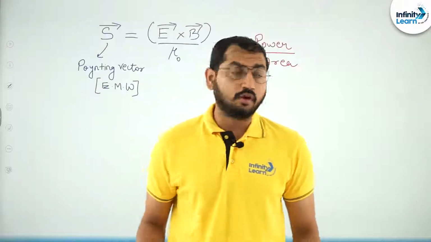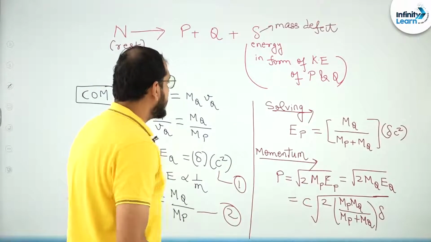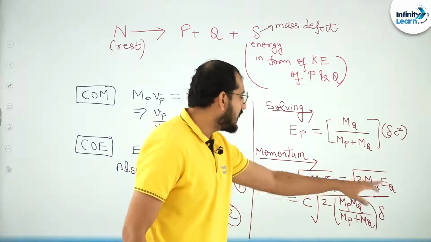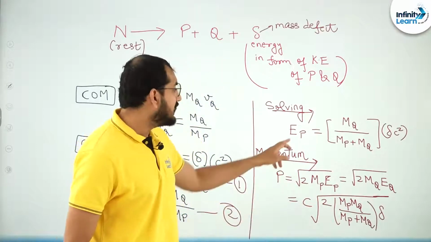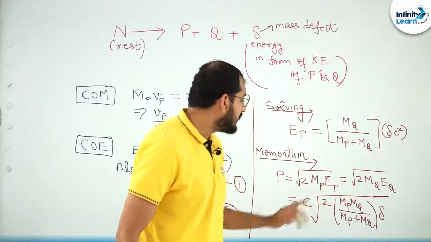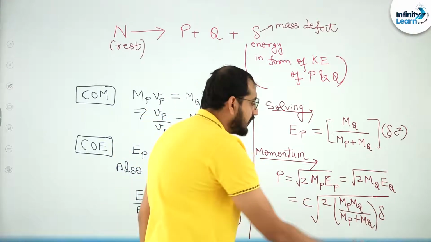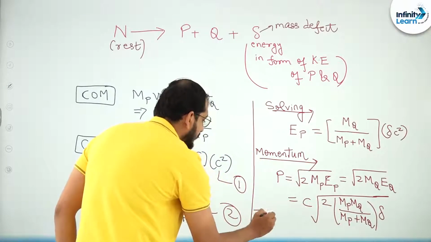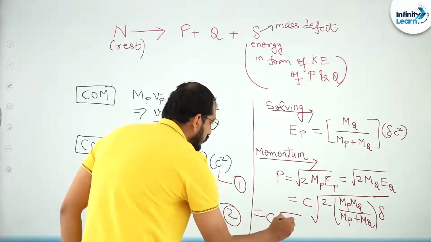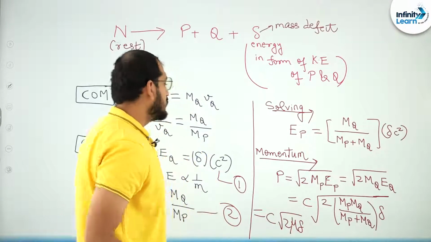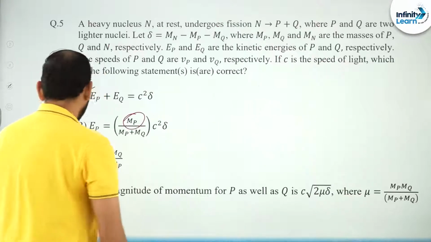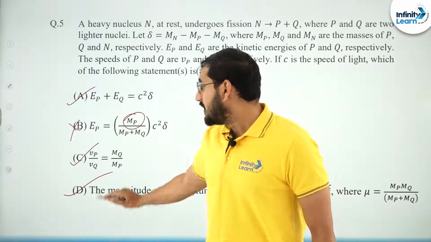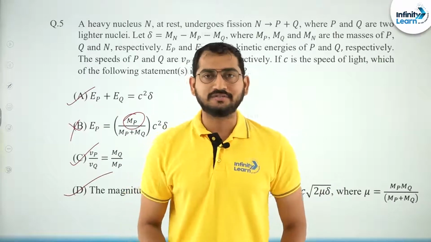So let's move on to the solution part and check here that in the momentum equation, we know that momentum is root 2 mk. Okay, so masses and kinetic energies I have placed. Since I have already calculated the expression for EP, I will put this expression here and I will see that this type of equation will come, and if I say that this bracket is basically mu, then the same equation can be written as C square root of 2 mu delta, which you can see that option D is matching, and so options A, C and D will be the correct answer for this question.